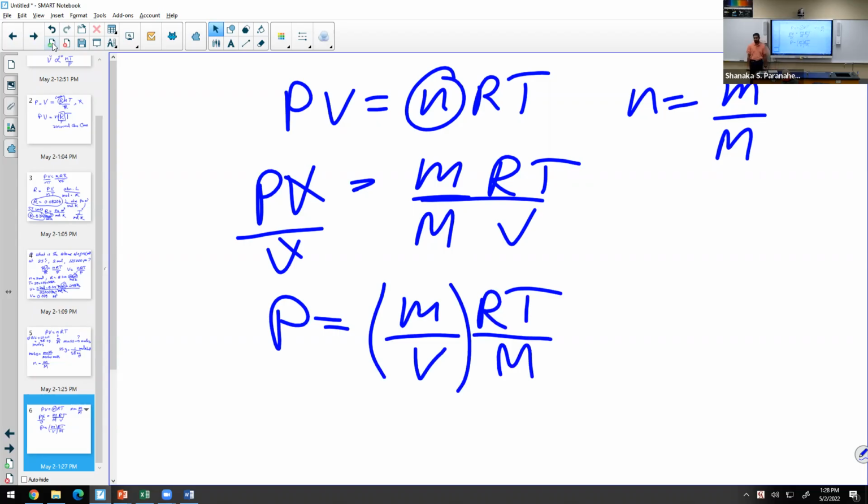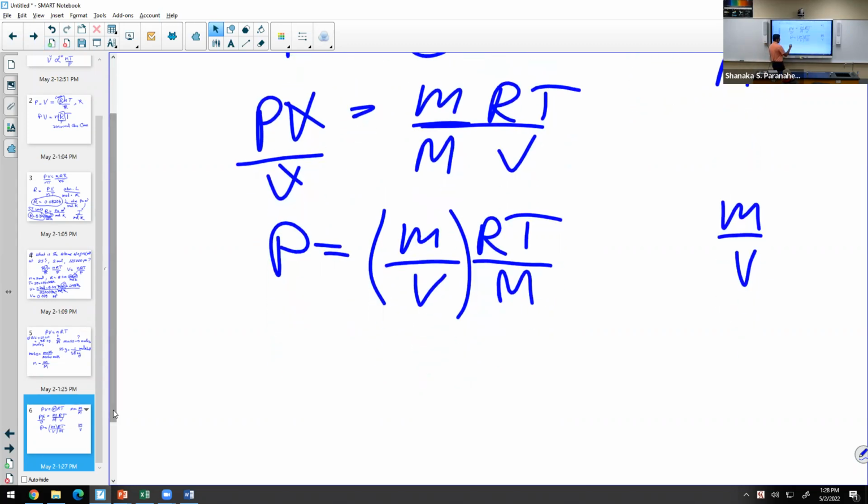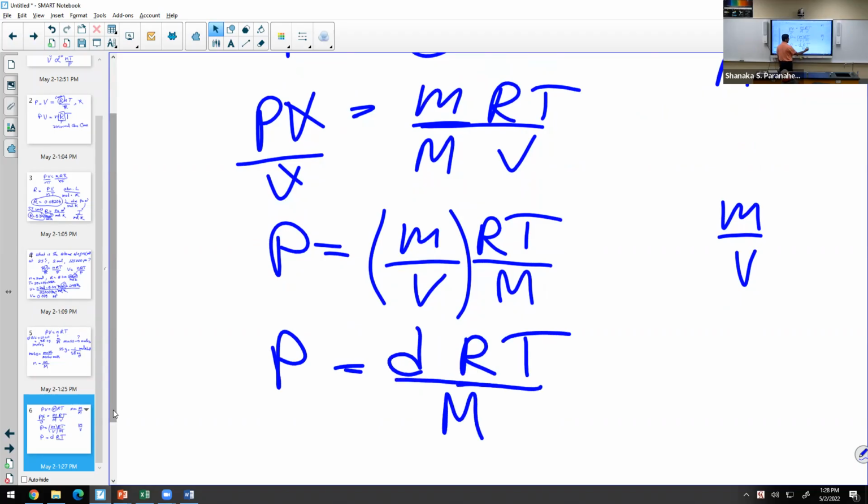What is mass divided by volume? What is this? Mass divided by volume. Chapter 1 or 2. Density, yes. So that's the density. So now, pressure of a gas is equal to the density of the gas times the universal gas constant times its temperature divided by the molar mass of the compound.